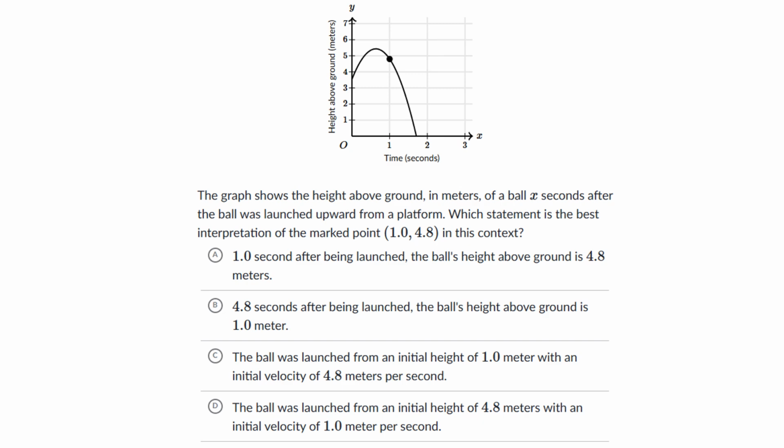Options B, C and D are wrong since all three of them are associating the values 1.0 and 4.8 with different things, that is meters and seconds, meaning they're interchanging the values, or both the values are in meters, which is wrong.